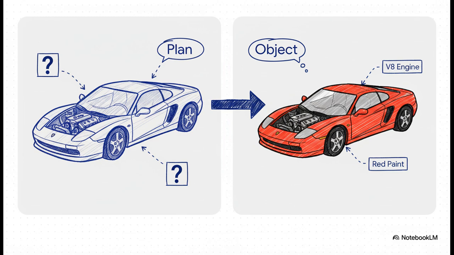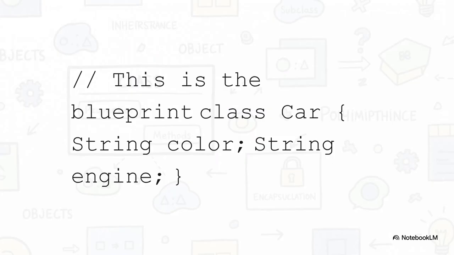Then on the right, you've got the object. That's the real thing. This specific car made from that blueprint is red and has a V8 engine. You see, you can take that one single blueprint and create millions of unique, individual cars from it. And here's what that blueprint looks like in code. See? Not so scary, right?